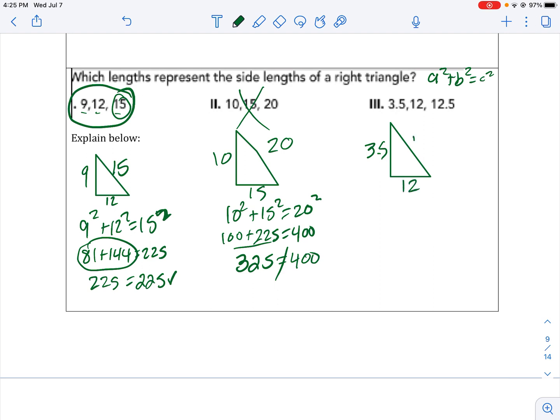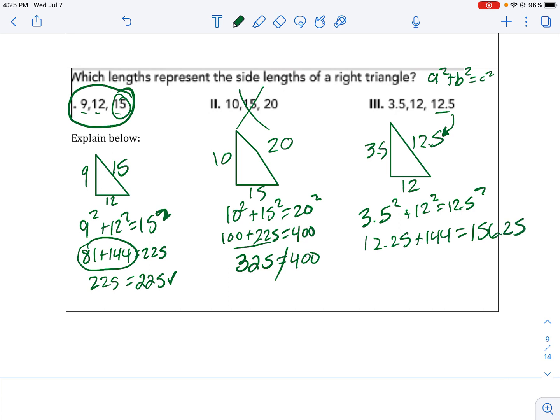And the last one, 12.5 is my largest number, so this is going to be my hypotenuse in this case. After squaring all of these, now I add my numbers on the left. I get 156.25, which does in fact equal 156.25. Check. So these two are my right triangles, and there's my explanation or my proof by using the Pythagorean theorem.